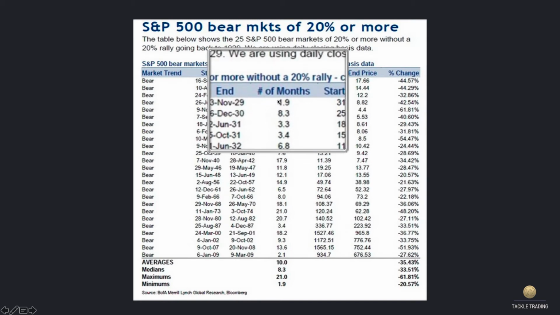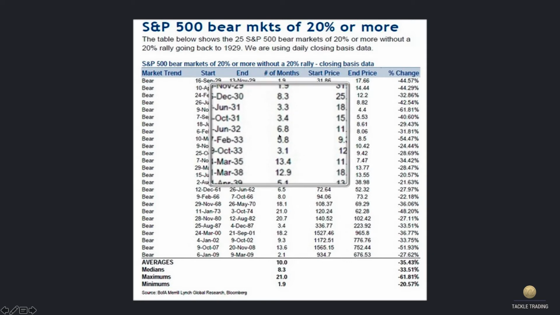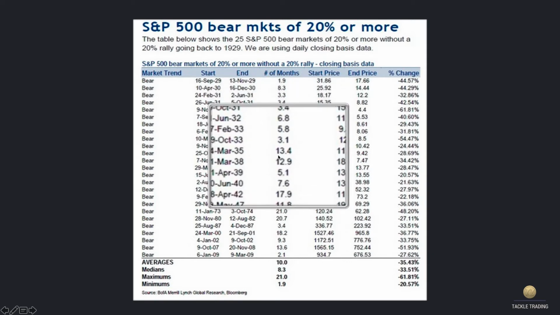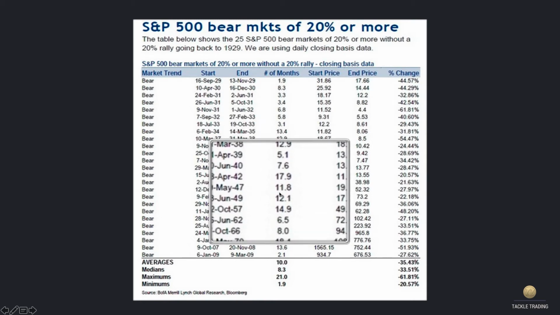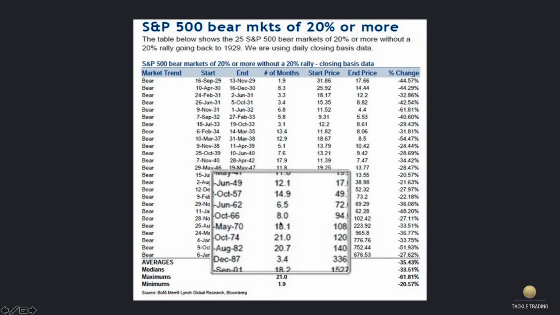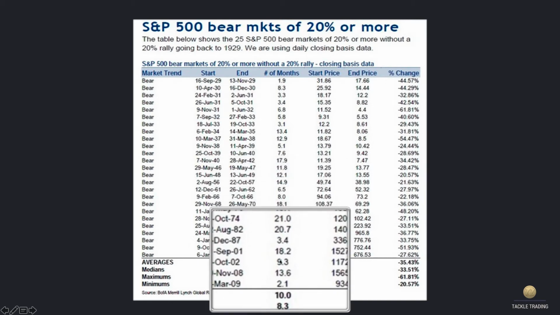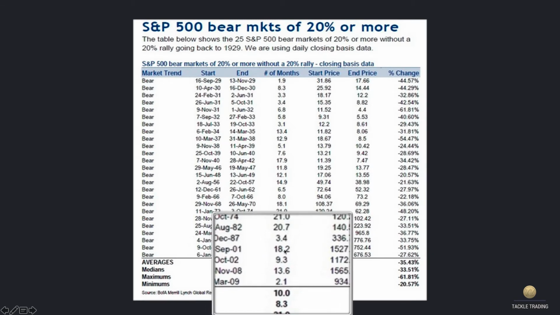You can see it lasts on average 1.9, 8.3, 3.3. You're not seeing huge numbers: 6 months, 3 months, 5 months. You'll see a couple of large numbers, 13. Here's one that lasted 17.9 months, 14.9 months, 18.1, 21 months, 20 months, 18 months, 13 months. Really, the high is 21 months.